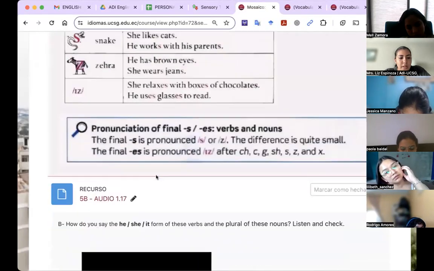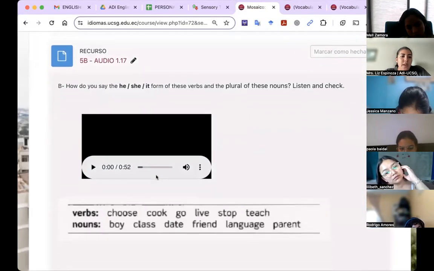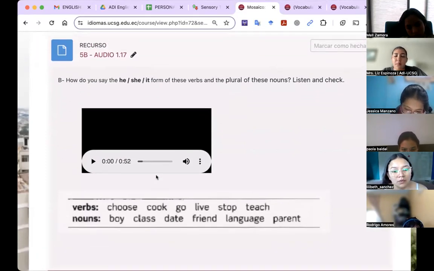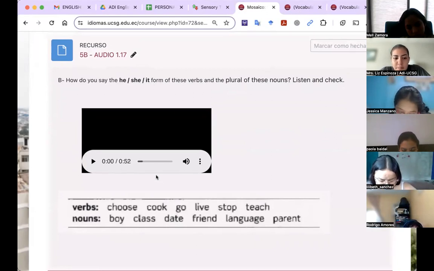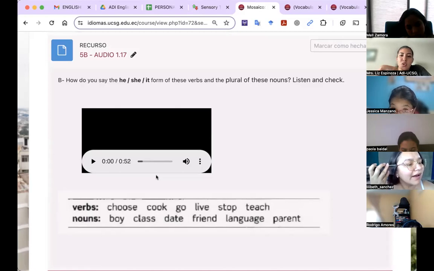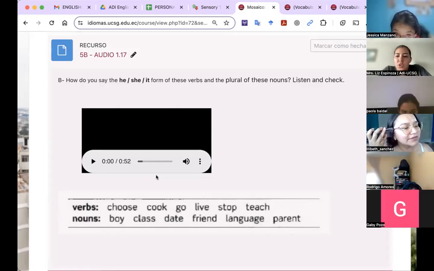Okay. Now the next one says, how do you say the he, she, or it form of these verbs? Remember that when you are using third person, then you have to change some verbs or the plural of the nouns, okay? So we're going to listen and check. In this case, I want you to not only pay attention, but also take notes on how these verbs and nouns are changed, okay? Listen up and take notes because I'm going to ask you.